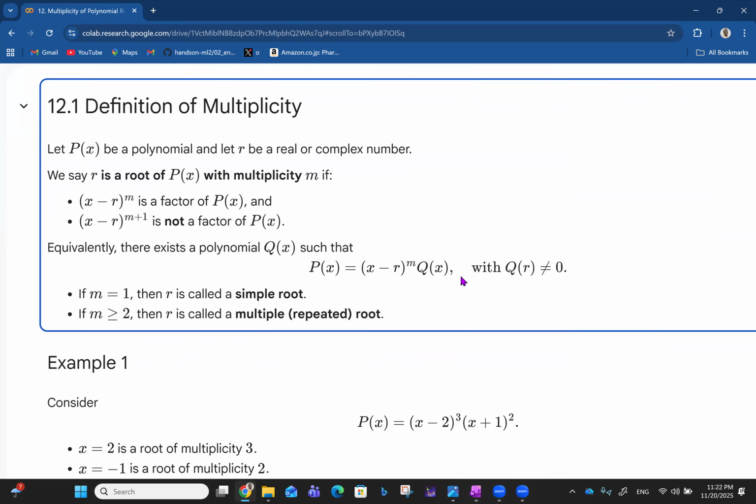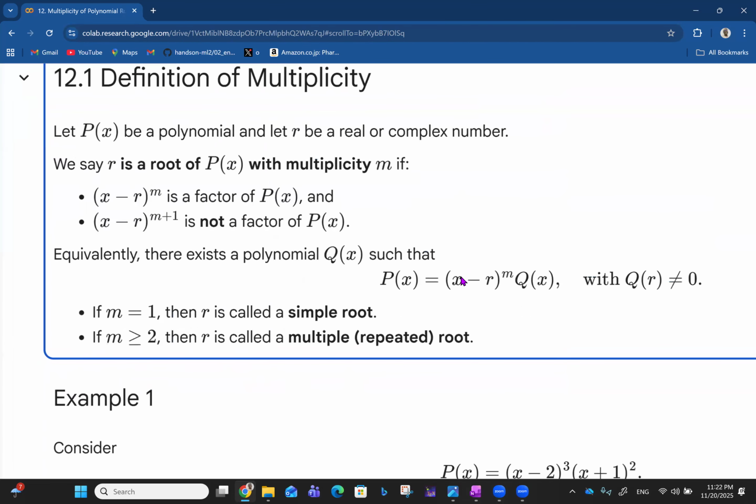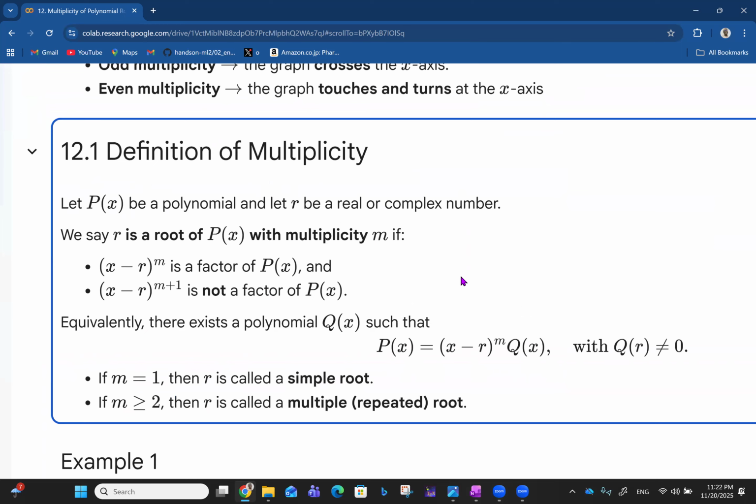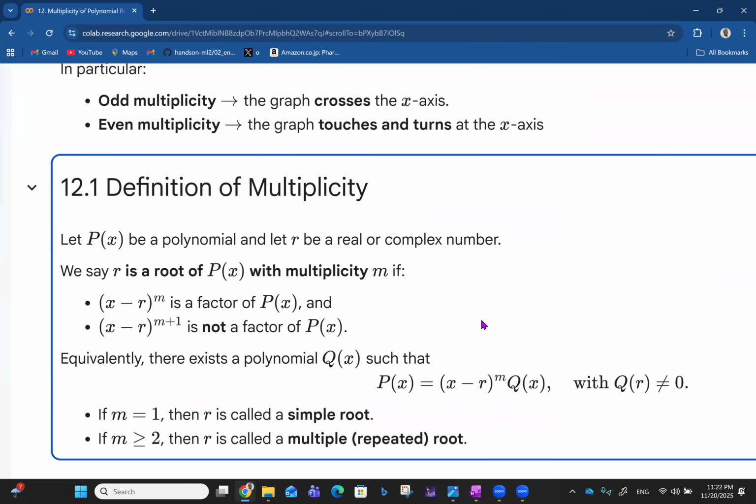Okay, so let's talk about the definition of multiplicity. Of course, we've said it already, but let's look at it in some more depth. Let P of x be a polynomial and let R be a real or complex number. We say R is a root of P of x with multiplicity m if (x minus R) raised to power m is a factor of P of x, and (x minus R) raised to power m plus 1 is not a factor of P of x. Equivalently, there exists a polynomial Q of x such that P of x is equal to (x minus R) raised to power m times Q of x. It means this linear factor appears m times, multiplied by whatever is left after you factorize this out, that's Q of x.